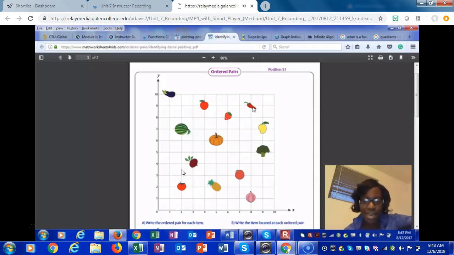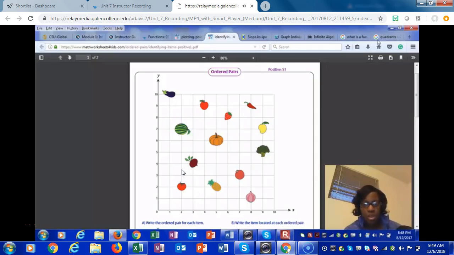8, 9. Then we have broccoli. Starting at 0, going over to 9, going up to 5 is a broccoli. So 9, 5 is a broccoli. Then this looks like a pear. So starting at 0, going over to 9, and going up to 7 is this pear-like shape. Okay? Any questions on ordered pairs before we move on?